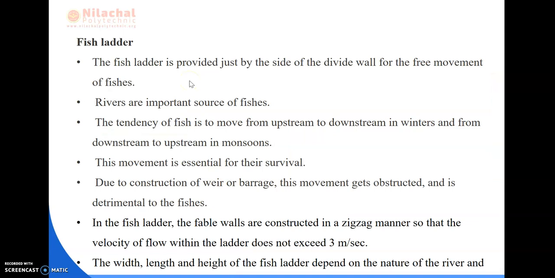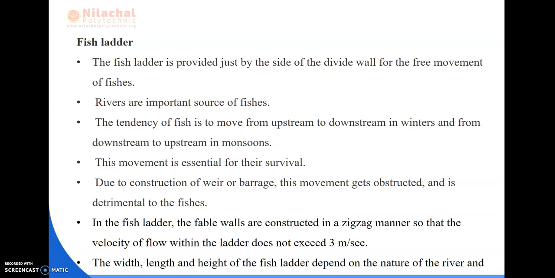So what do you mean by fish ladder? The fish ladder is mainly provided just by the side of the divide wall for the free movement of the fish. Rivers are the important sources of the fish, as all of us know. The tendency of the fish is to move from upstream to downstream in winter and from downstream to upstream in the monsoons. This movement is essential for survival. Due to the construction of the weir or barrage, this movement gets obstructed and is detrimental to the fish.